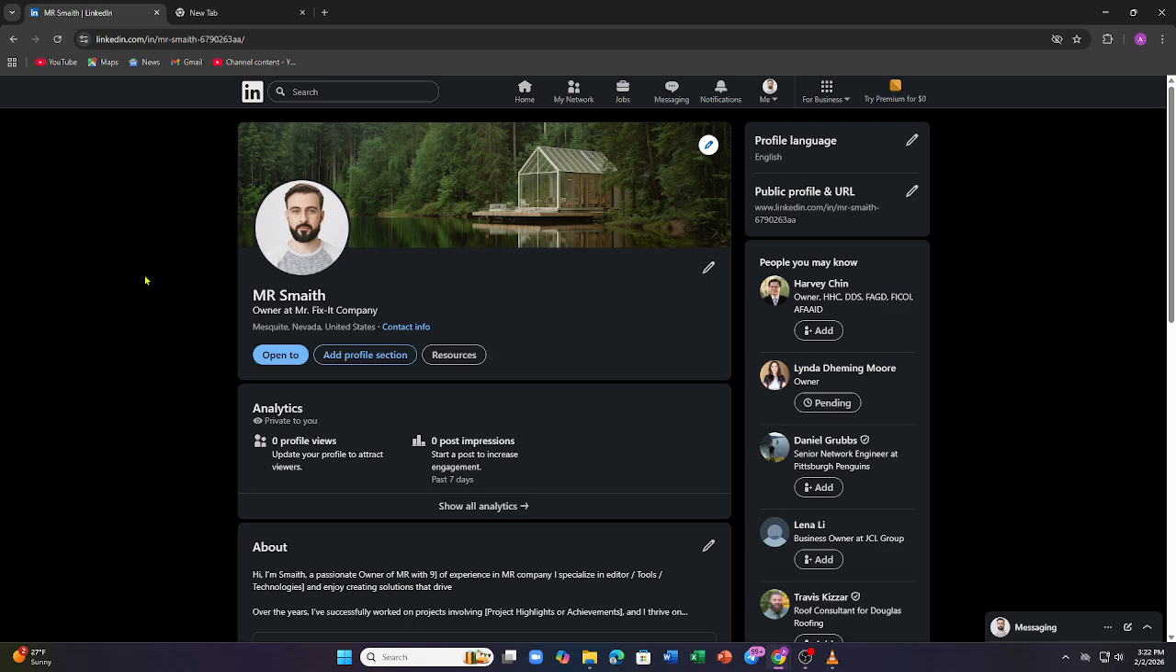So, craft a clear headline, strong About section, quantified experience, prioritized skills, and complete sections. This structure makes your LinkedIn profile US job ready in 2026.